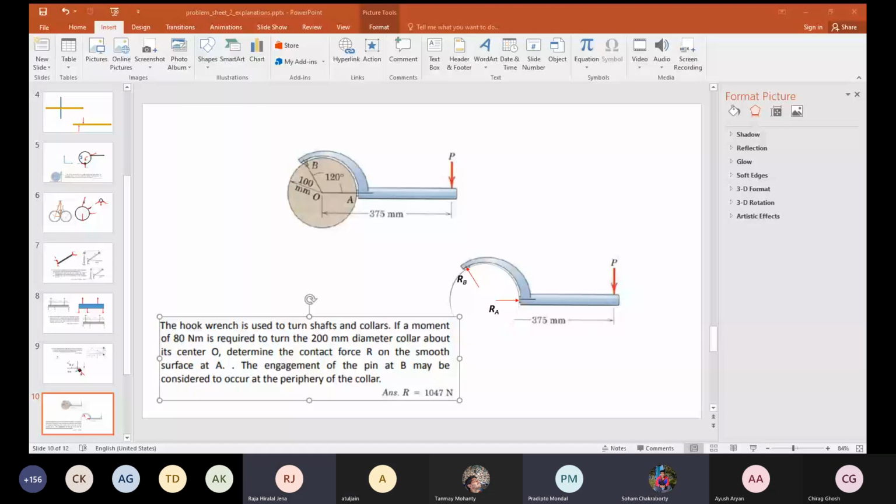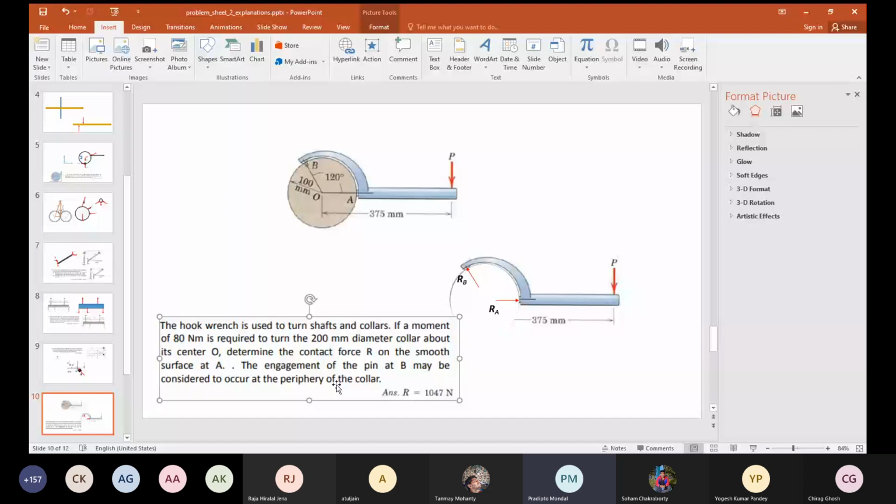Why should there be a tangential force? Because at B there is a groove and the pin is inserted into the groove, so there should be a tangential normal reaction. But it is saying normal force inside the groove. Yes, the engagement of the tangential force may be considered to occur at the periphery of the collar. Yes, in order to keep the force at the periphery. This is a very small groove, but it will apply a tangential normal to the pin at B.